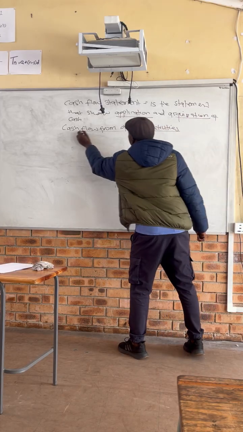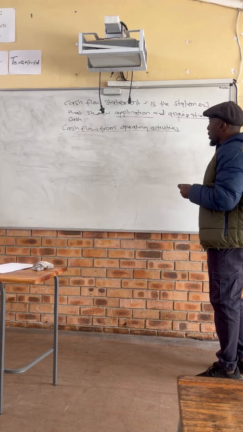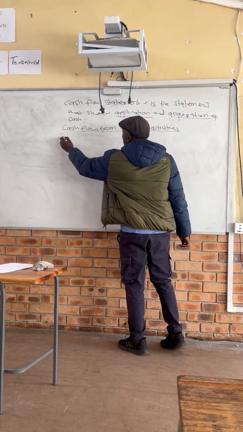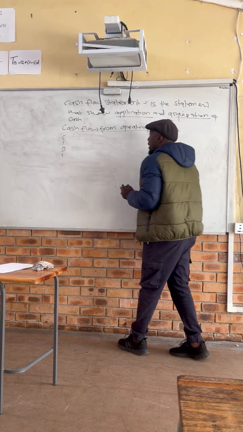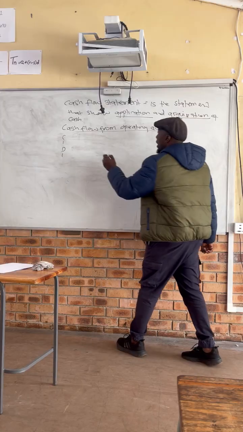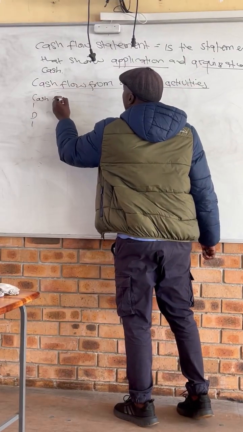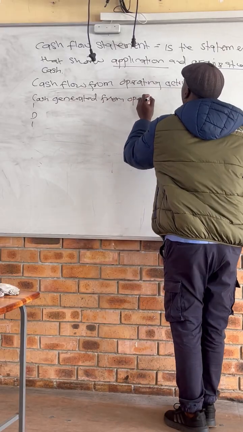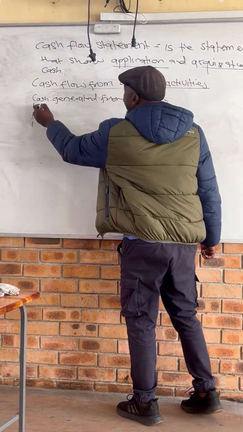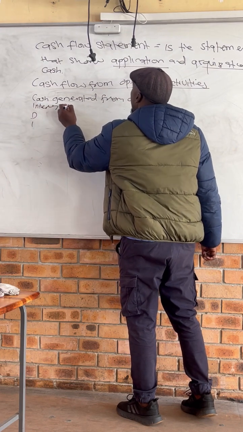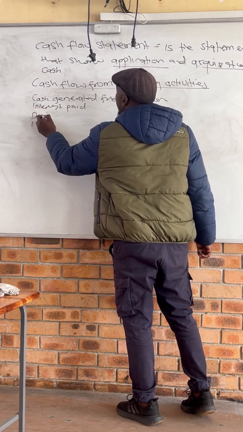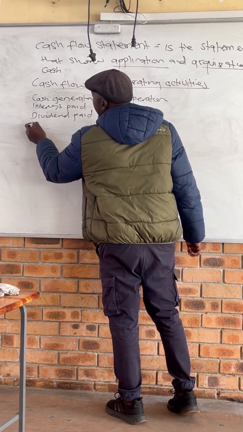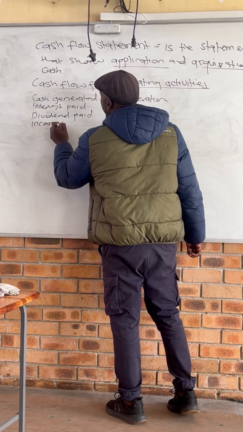Now, guys, you can use acronyms so that you won't forget the components that we have under cash flow from operating activities. The acronym that I usually use is CIDI. The C stands for cash generated from operations. And then the I is interest paid. And then the D is dividend paid. And then the I here is income tax paid.